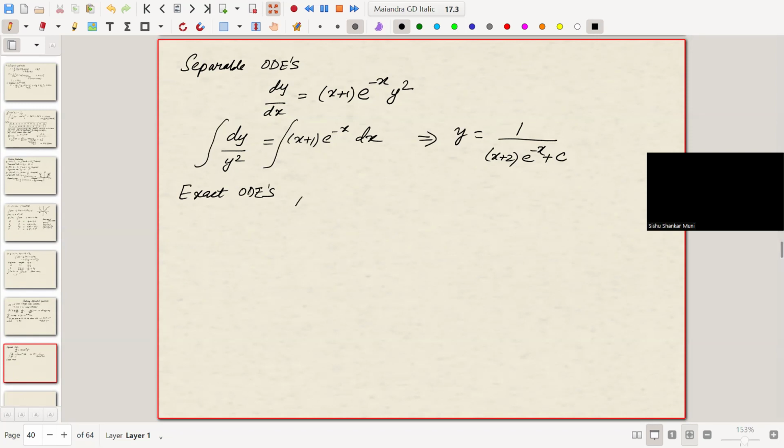So the idea is you have two functions, M of x,y dx plus N of x,y dy equals 0. Now this differential equation is exact when there is a condition.